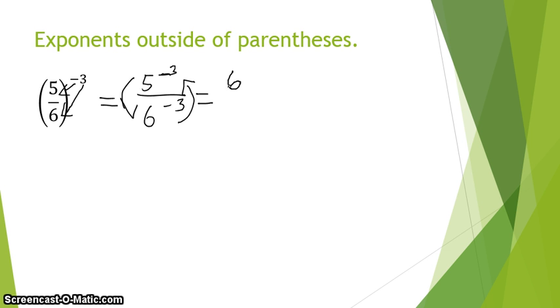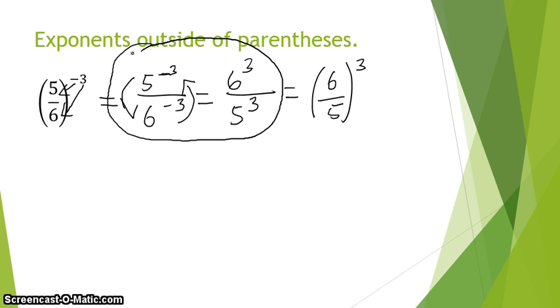So I'm going to end up with 6 to the 3rd on top because my exponent turned positive by bringing it up. And my 5 to the 3rd is going to go on the bottom. And since I brought it down, my 3 turned positive. And this is actually the same thing as 6 over 5 to the +3rd power. So instead of going through all of this, it's just basically to show you how it works.